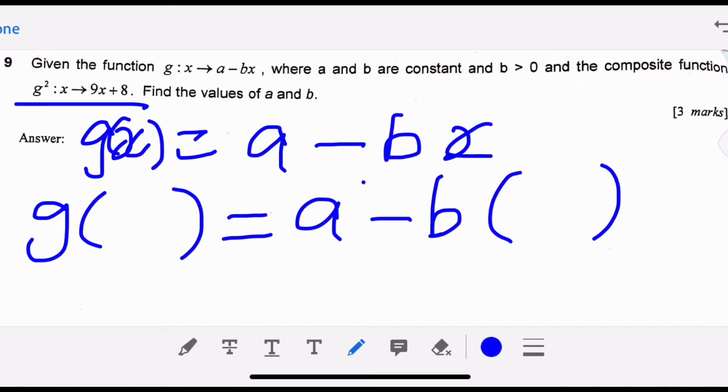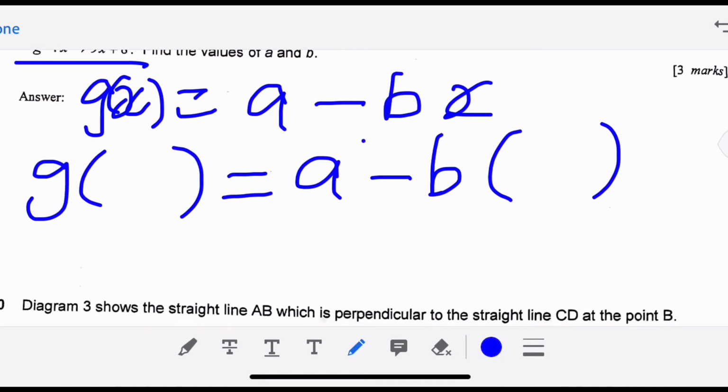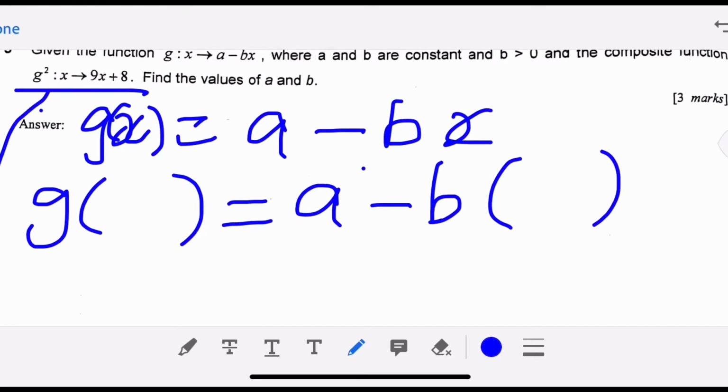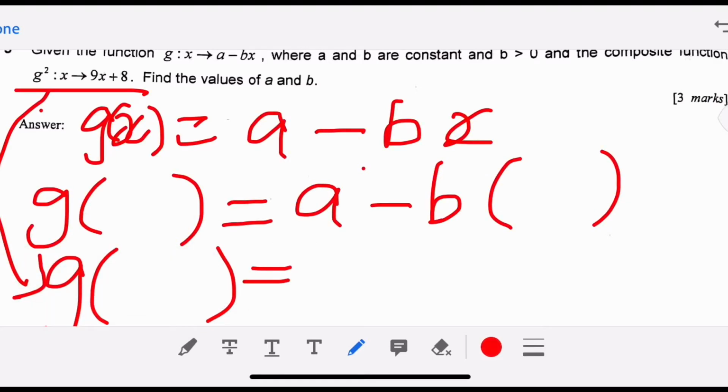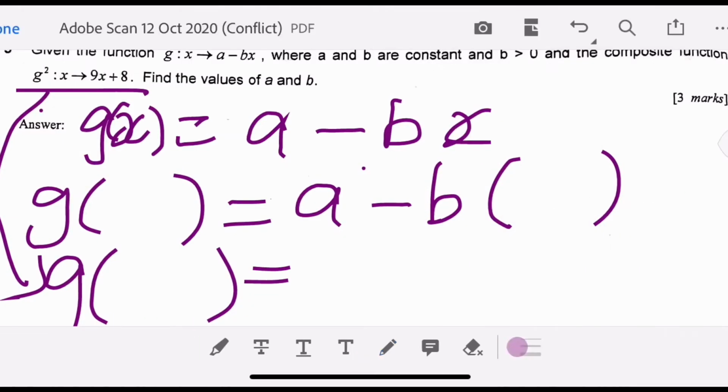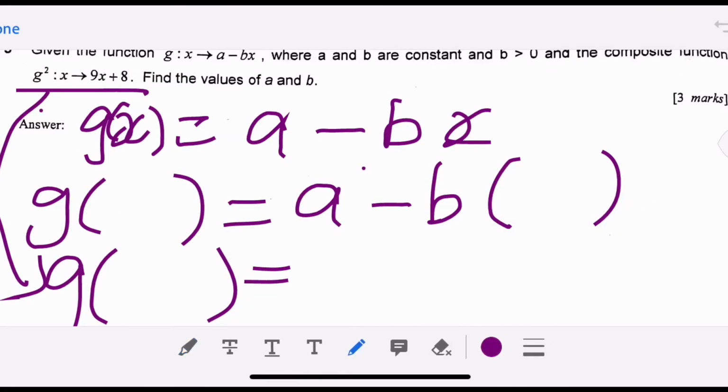And the composite function, what do we mean by composite function? For one function, you have the function and the object, which is x for g(x). For composite function g²(x), we don't read it as g square, we read it as g2. g2 means inside the function g, the object is g(x). That is the meaning of composite function.